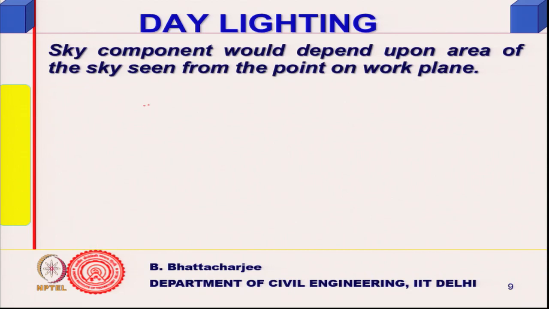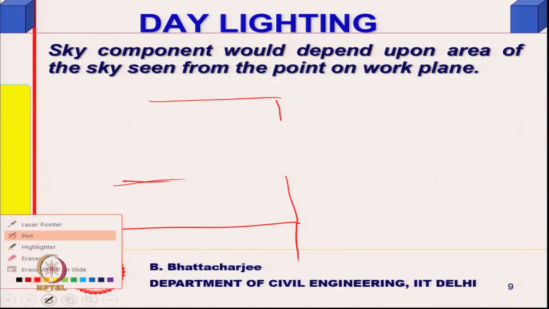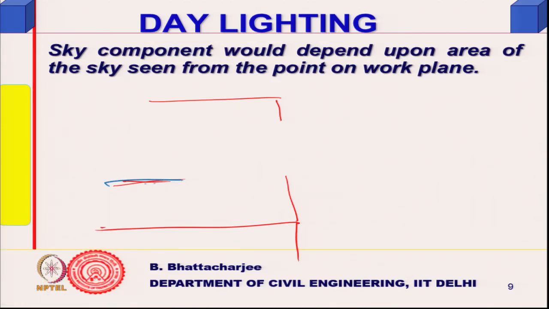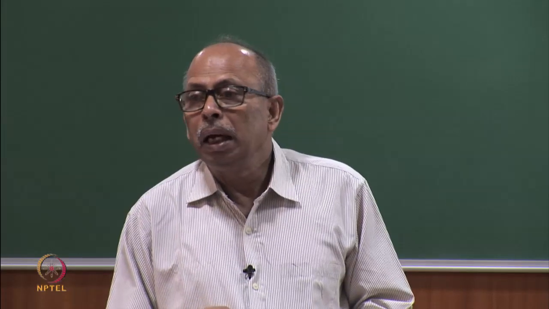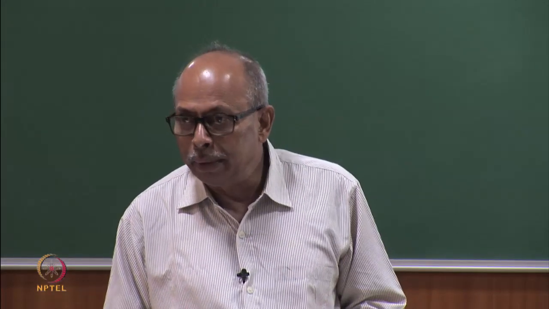For example, let us consider this is your window, somewhere here, and this is your working plane. And let us say I was talking about obstructions here, a building. So, I am interested in this point to find out the illumination level or daylight factor at this point due to the sky, due to the sunlight basically.